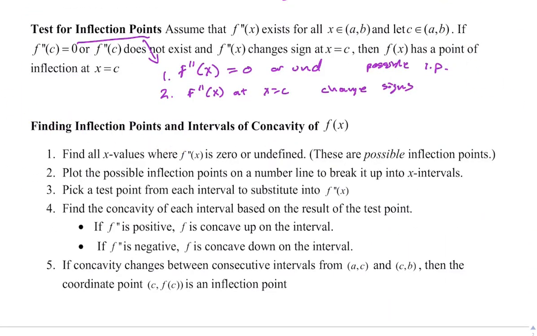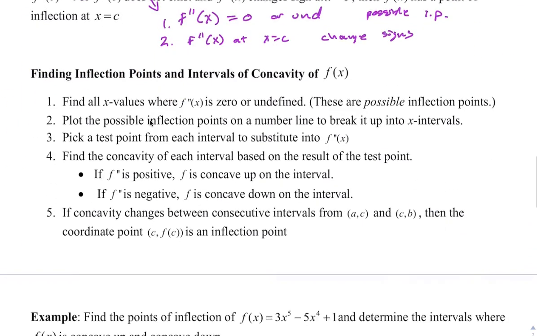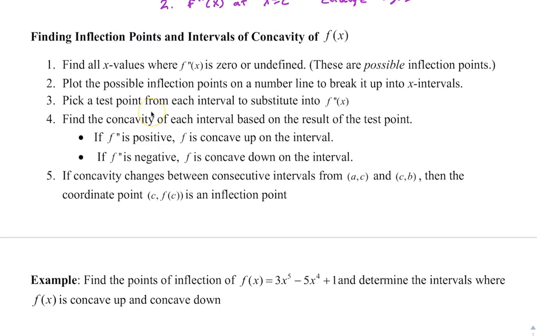Okay, so now let's talk about how to find the inflection points and intervals of concavity. Now, this is actually similar to doing monotonicity, increasing, decreasing. First, we're going to find all x values where f double prime of x is equal to 0 or undefined. These are our possible inflection points. And remember, not all of them actually work. Plot the possible inflection points on a number line to break it up. You could graph it, but honestly, with inflection points, it's a lot easier to just do a number line because the graphs can get kind of funky.